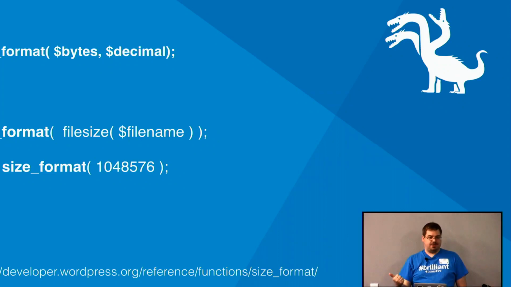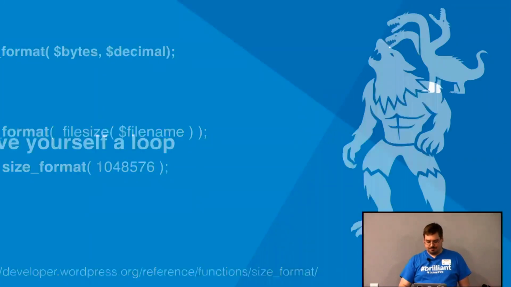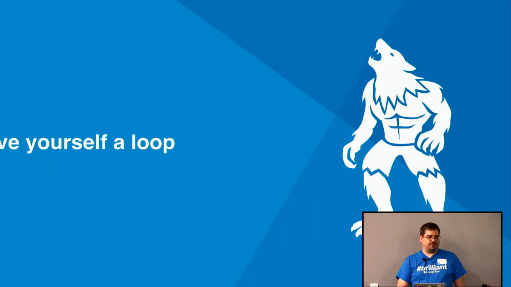So if you do a filesize command on your file name and give it to size_format, just like human_time_diff, it'll make a human readable version of that. It'll go to megabytes, gigabytes, terabytes, depending on how big the file is. So it's going to give somebody a reasonable size estimation of how big that file is. Useful if you have like a download section or you're building an attachment page template or something like that. You can save yourself a loop a lot.